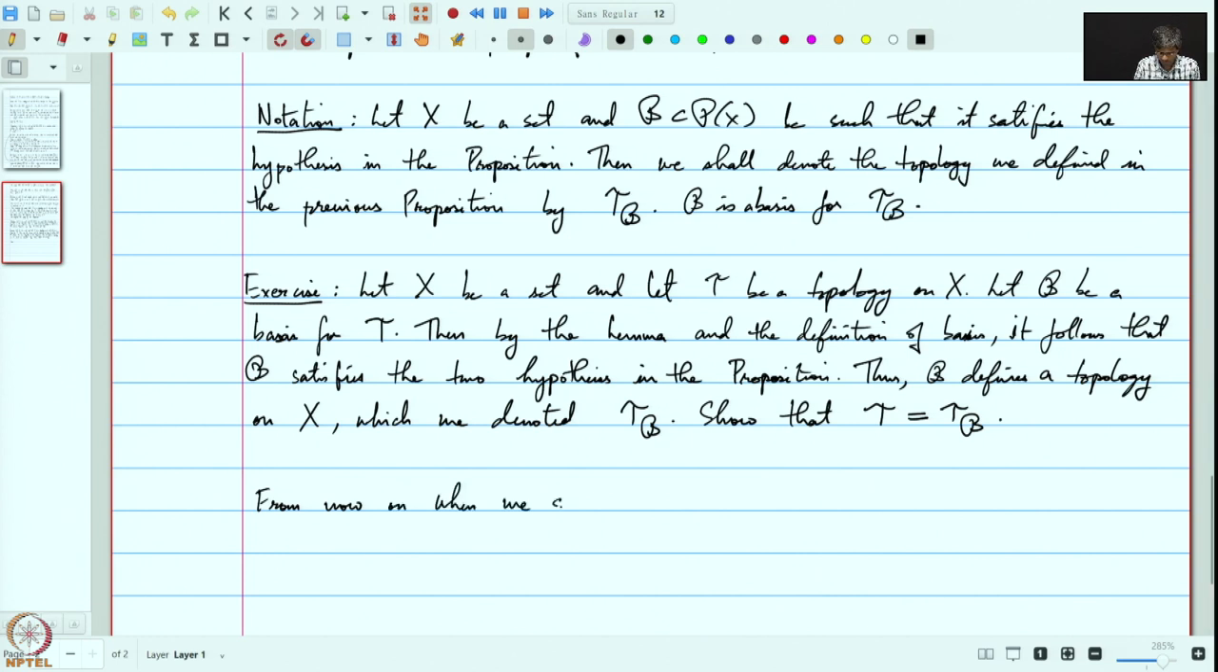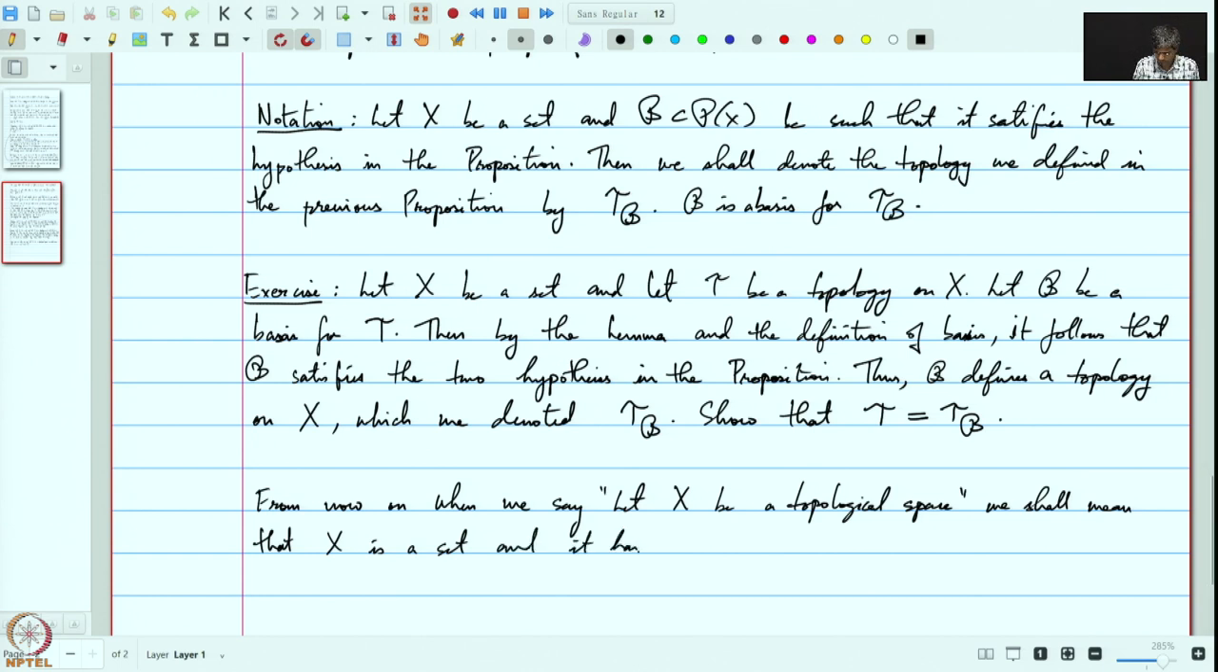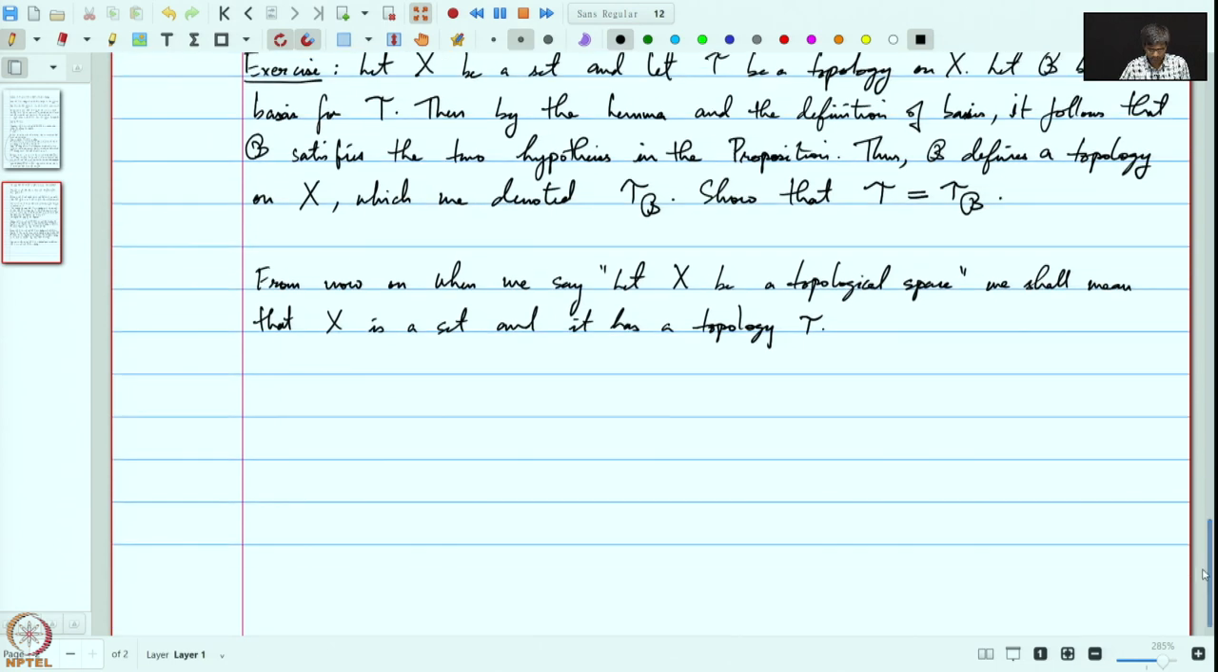when we say let X be a topological space, we shall mean that X is a set and it has a topology tau. So with this, let us define subspace topology.